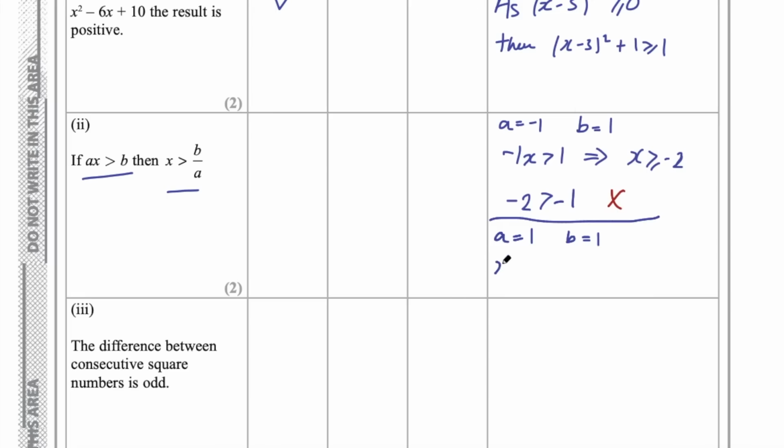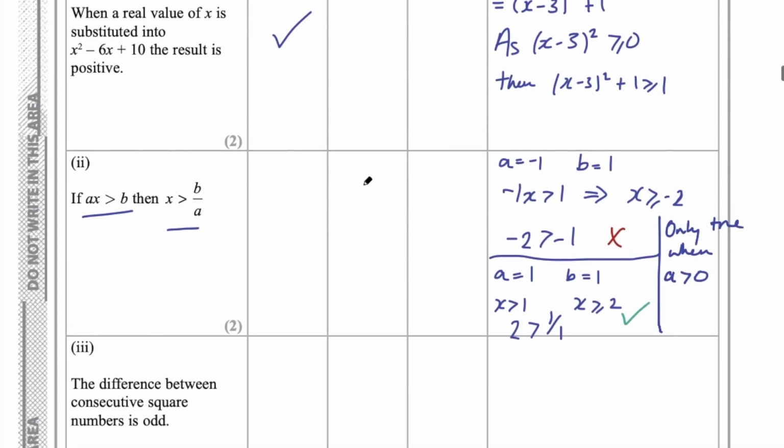then 1x, x is greater than 1, therefore x is greater than or equal to 2, basically. And then so let's say x is 2, that will be greater than 1 over 1, which does work. So those two statements do work if a is 1 and b is 1. So that one does work. And to sum this up, you could try a few more examples and you find that it is only true when a is greater than 0. So for a less than 0, these statements don't work. So clearly this is sometimes true.